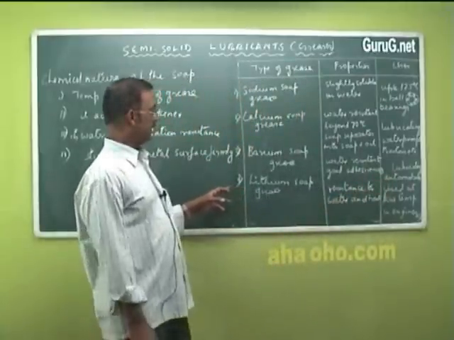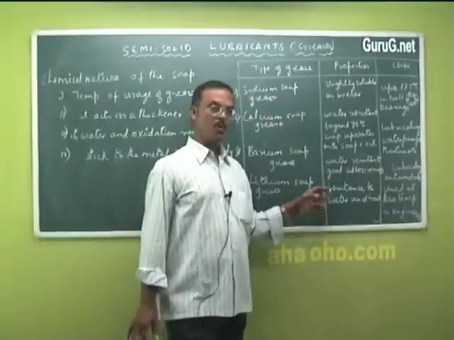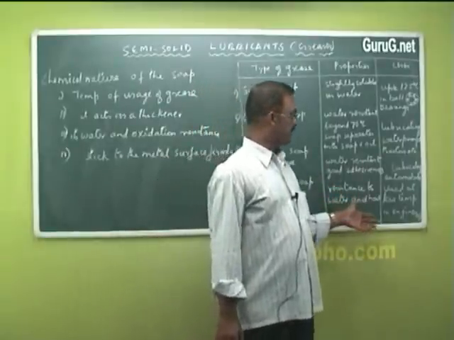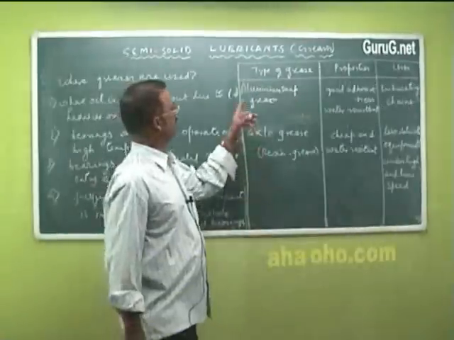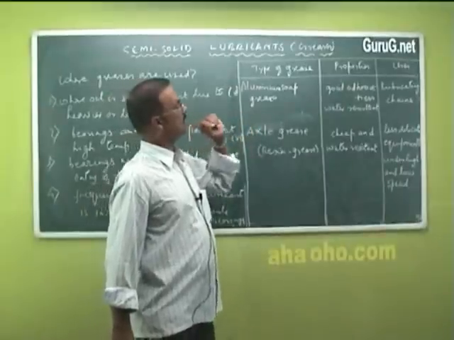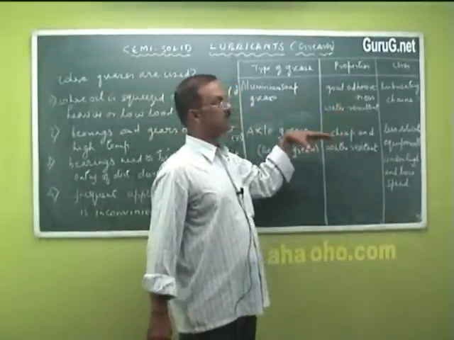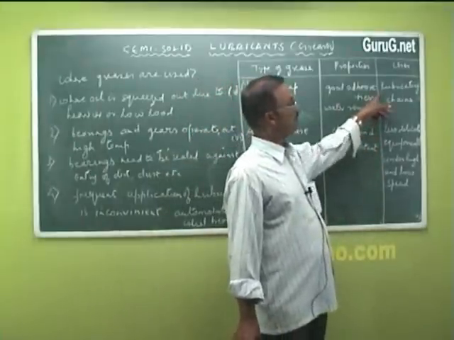The next is the lithium soap grease. Lithium soap greases are resistant to water as well as heat, and these are used even at low temperatures in engines. The next class of grease is aluminum soap grease. This has very good adhesiveness and also it is water resistant, and this is used for lubricating chains.